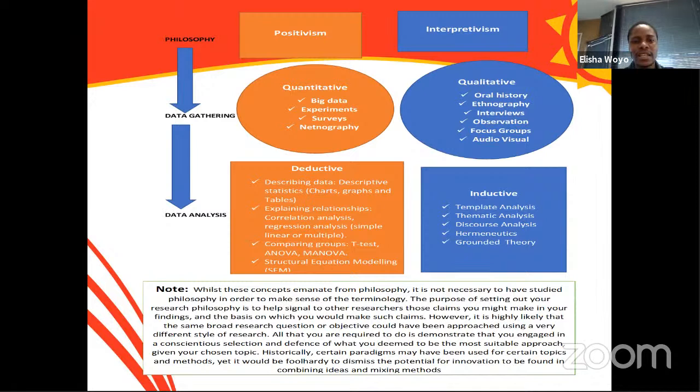and many other approaches. So a disclaimer there is, while this concept emanates from philosophy, it is not necessary to study philosophy in order to make sense of this. The purpose of setting out your research philosophy is to help you as a researcher to identify how you are going to gather your data, and how you are going to analyze this particular data for your study.